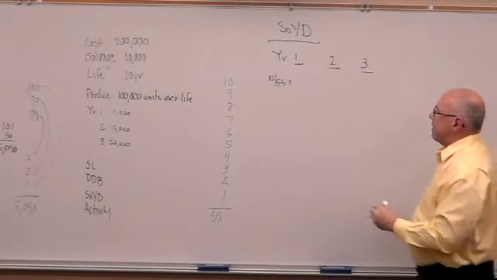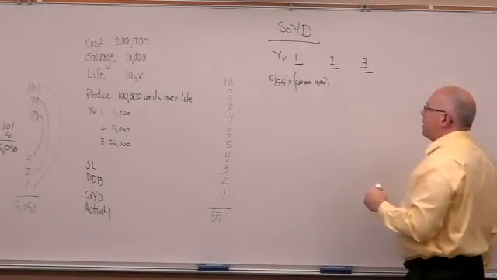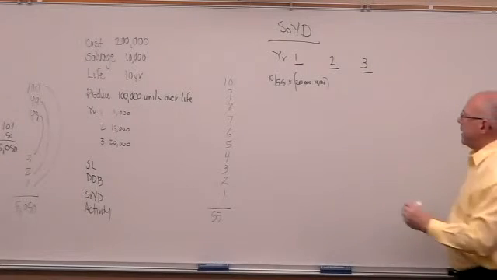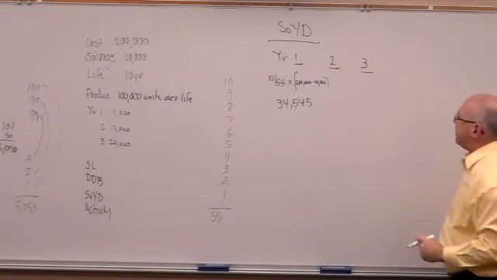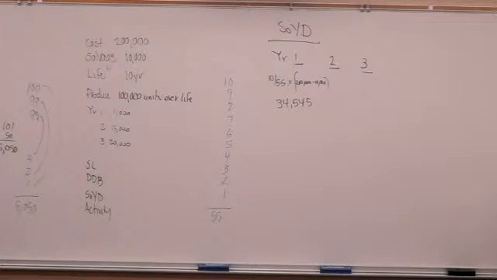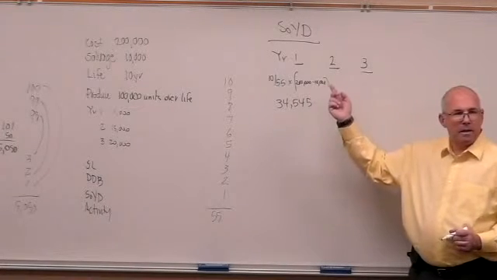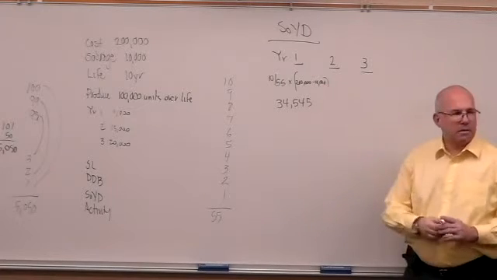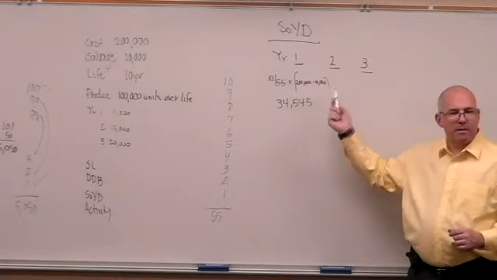So year 1 is going to be 10/55 times 200 minus 10. 34.5. So 10/55 is 2/11. 2/11 is roughly 22%. 22% times 190,000. Is that right? 34.5. Yeah, so it's a little less than 20%. 200,000 minus 10,000, the cost minus the salvage.